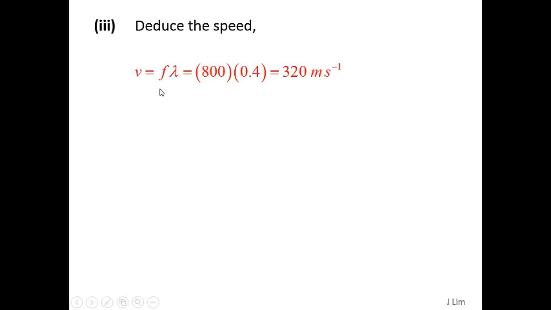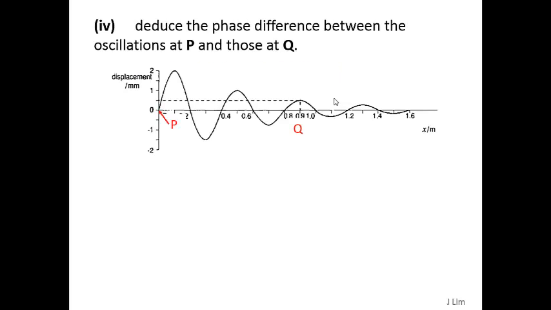Speed is equal to frequency times wavelength, so there will be 320 meters per second. Deduce the phase difference between the oscillations at P and Q.